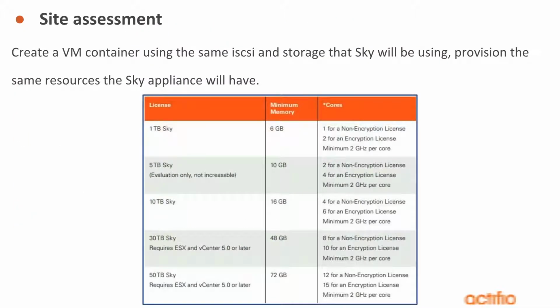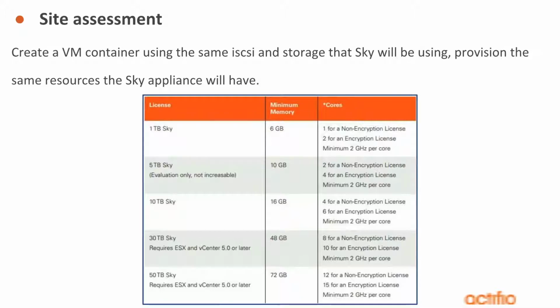As anybody who has used a Sky will know, depending on the capacity of the Sky appliance, we do have different hardware, or what we'll say virtual hardware requirements. Now, as you can see, they are fairly light until you start to get up into the larger pools over 30 terabytes. And you will note, if you do need encryption, we do require extra cores to support that encryption.